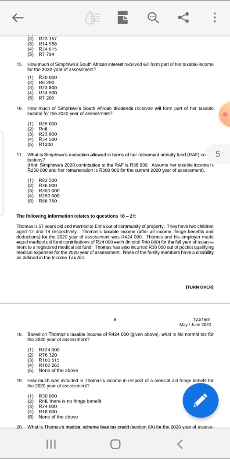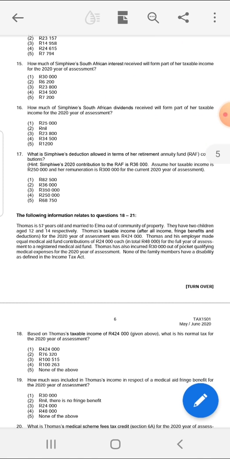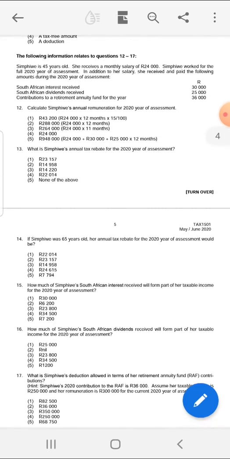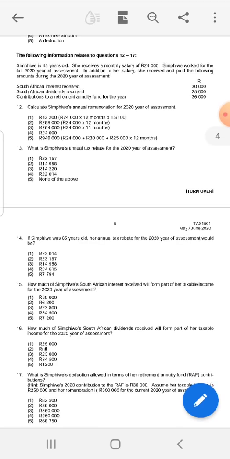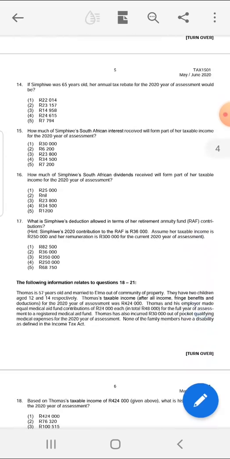And then question number 16: how much of Simple's South African dividends received will form part of the taxable income for the year 2020? Remember, all the local dividends are fully exempt. So this will lead us to nil, meaning we take the amount that we are given here and deduct it by the amount that we are given. 25,000 less 25,000 gives us 0. So question number 16 will also be option 2.